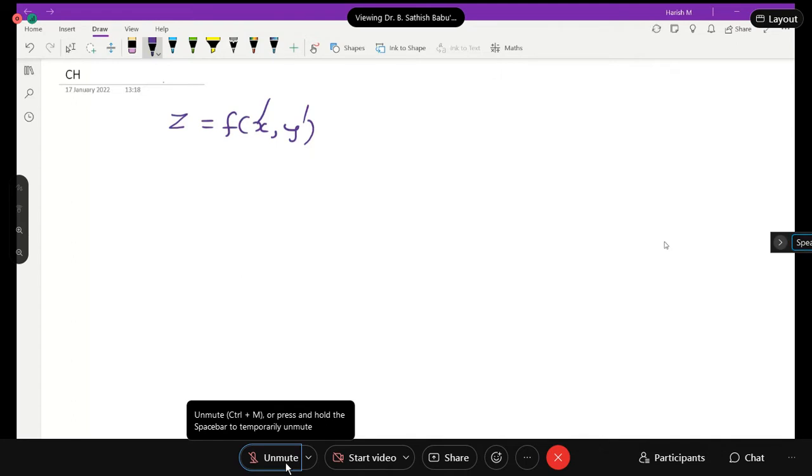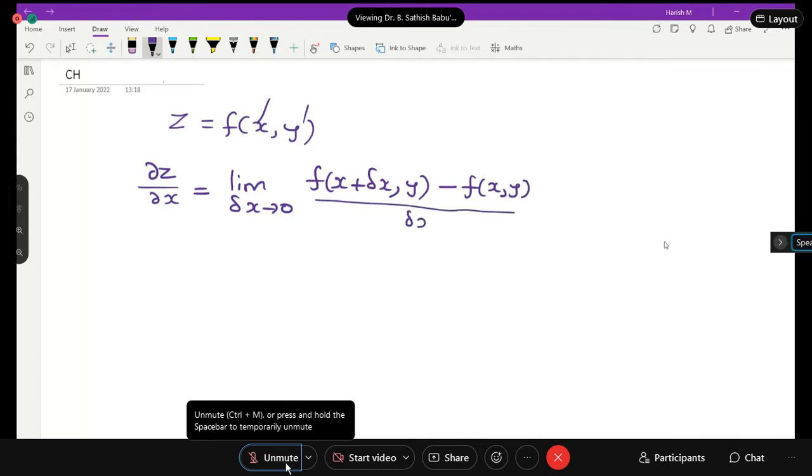Okay. Now let me take the mathematical definition of dou z by dou x. Do you remember I have written it in terms of a limit: delta x tending to 0, f of x plus delta x comma y minus f of x comma y, divided by delta x. Is it correct? What is this expression indicating? Here you are allowing x to vary, whereas y is kept constant. When you are differentiating with respect to one independent variable, the other independent variable should be treated as constant. Please remember this definition. There should be change in x and y should be kept constant.